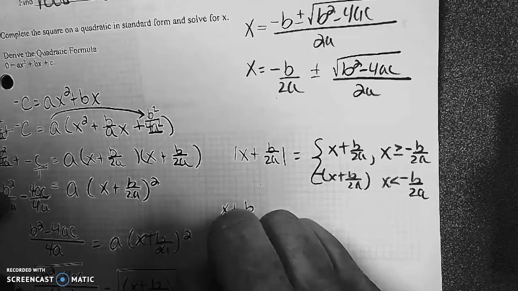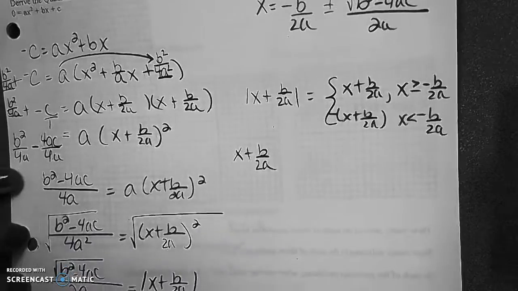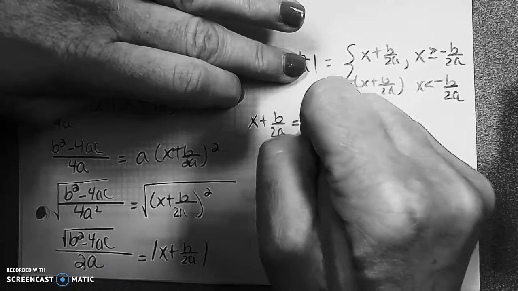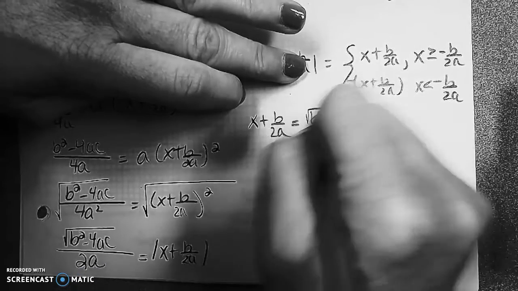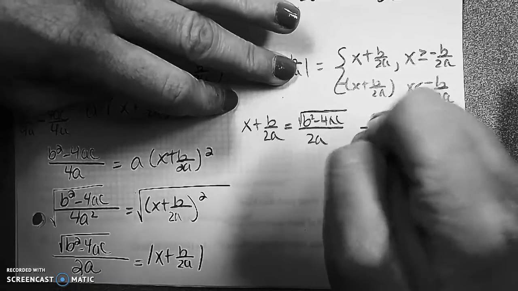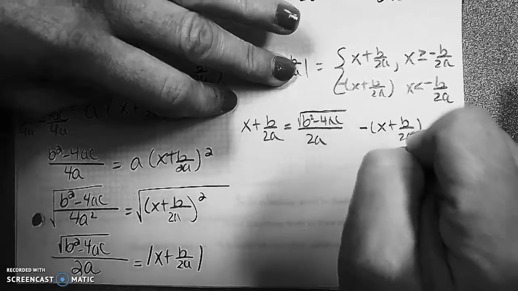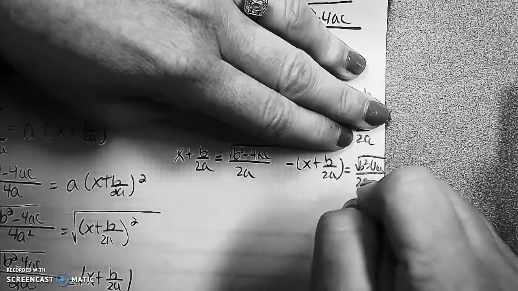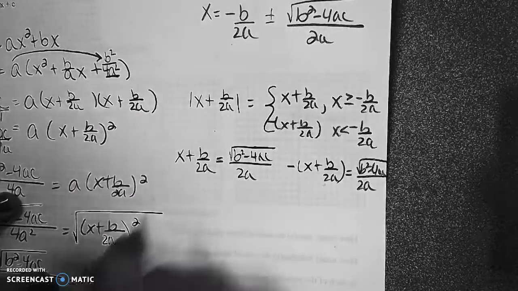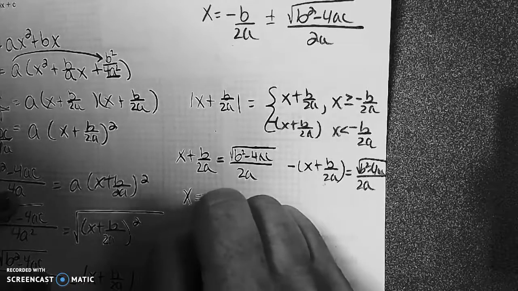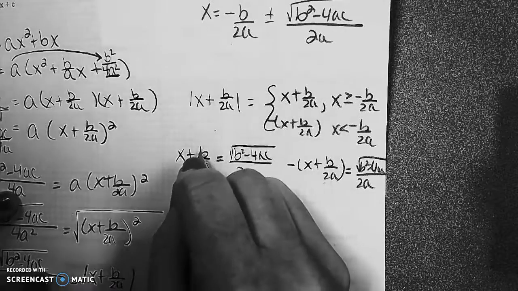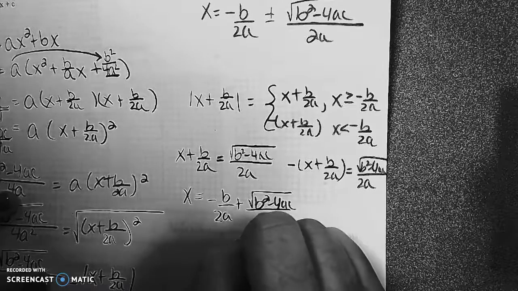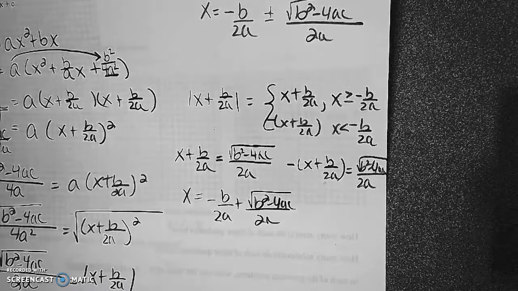I'm going to take the first piece of my piecewise and set it equal to what I have here. And I take the second piece of my piecewise and set it equal. Oops, I'm going to have to kind of cram it in here. Okay, so I solve for x. I get x equals negative b over 2a plus the square root of b squared minus 4ac all over 2a. Okay, that's half the quadratic formula.